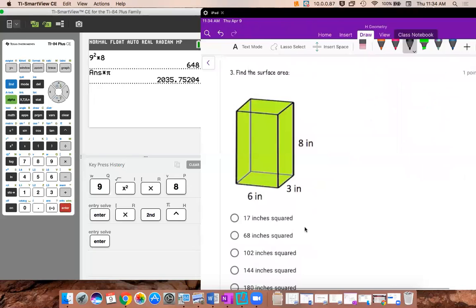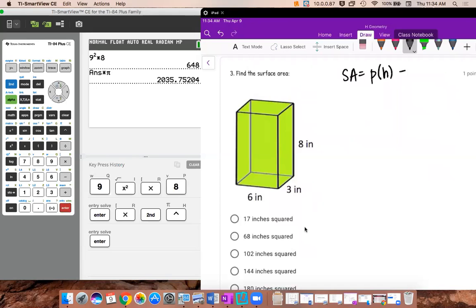Okay, number 3, this is a rectangular prism, and we want to find the surface area again. The surface area of this one, since it's not a pyramid or a cone, is just the perimeter of the base times the height, plus 2 times the area of the base, so that you get the area of the top and the bottom of the shape. Okay, let's just plug it in. To find the perimeter of the base, it's just 6 plus 3 plus 6 plus 3, times the height, and the height is the 8 going up and down, plus 2 times the area of the base. To get the area of this rectangle down here, we just do 6 times 3.